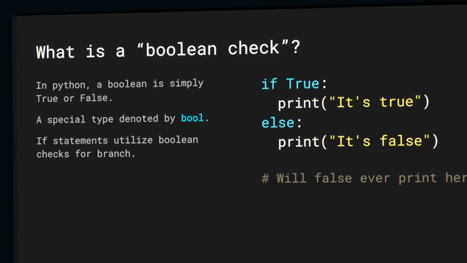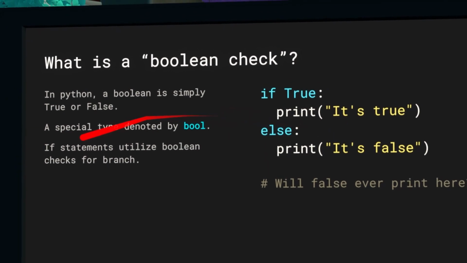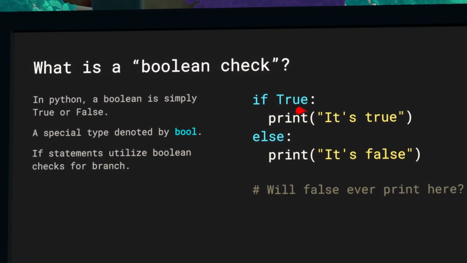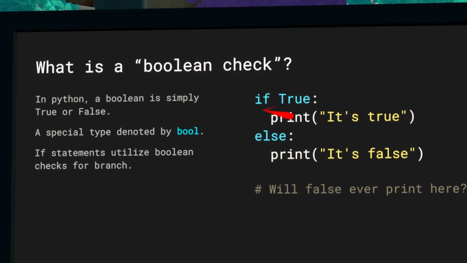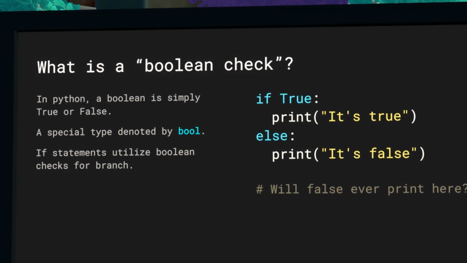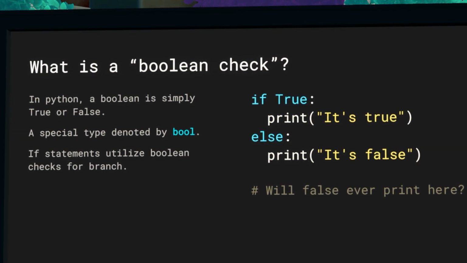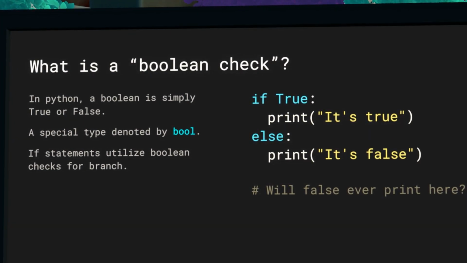For example, using the type called bool, we can set this to be true, and if true, it'll print this. In this case, it's always going to print the value true here, right? It's never going to print false because that's just not how that works.